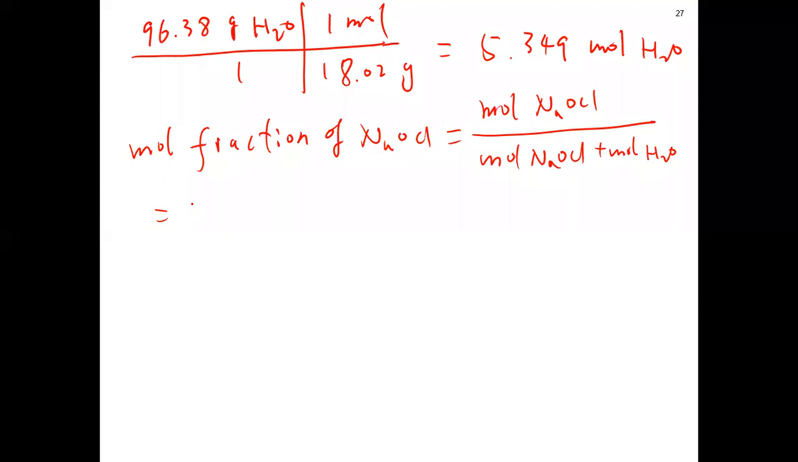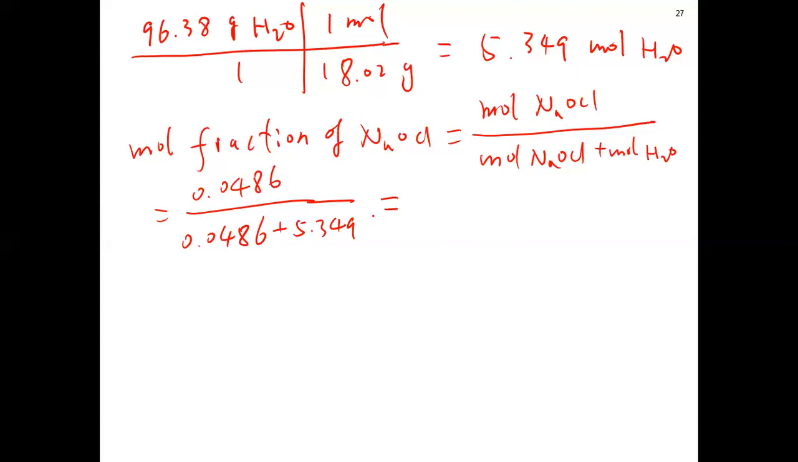So we find our moles of NaOCl is 0.0486. So divided by 0.0486 plus the moles of water is 5.349. You don't have to multiply by anything, just take the moles of the NaOCl divided by the moles of these two plus, then get the number, which is the mole fraction. Okay, so that's part A. Any questions?